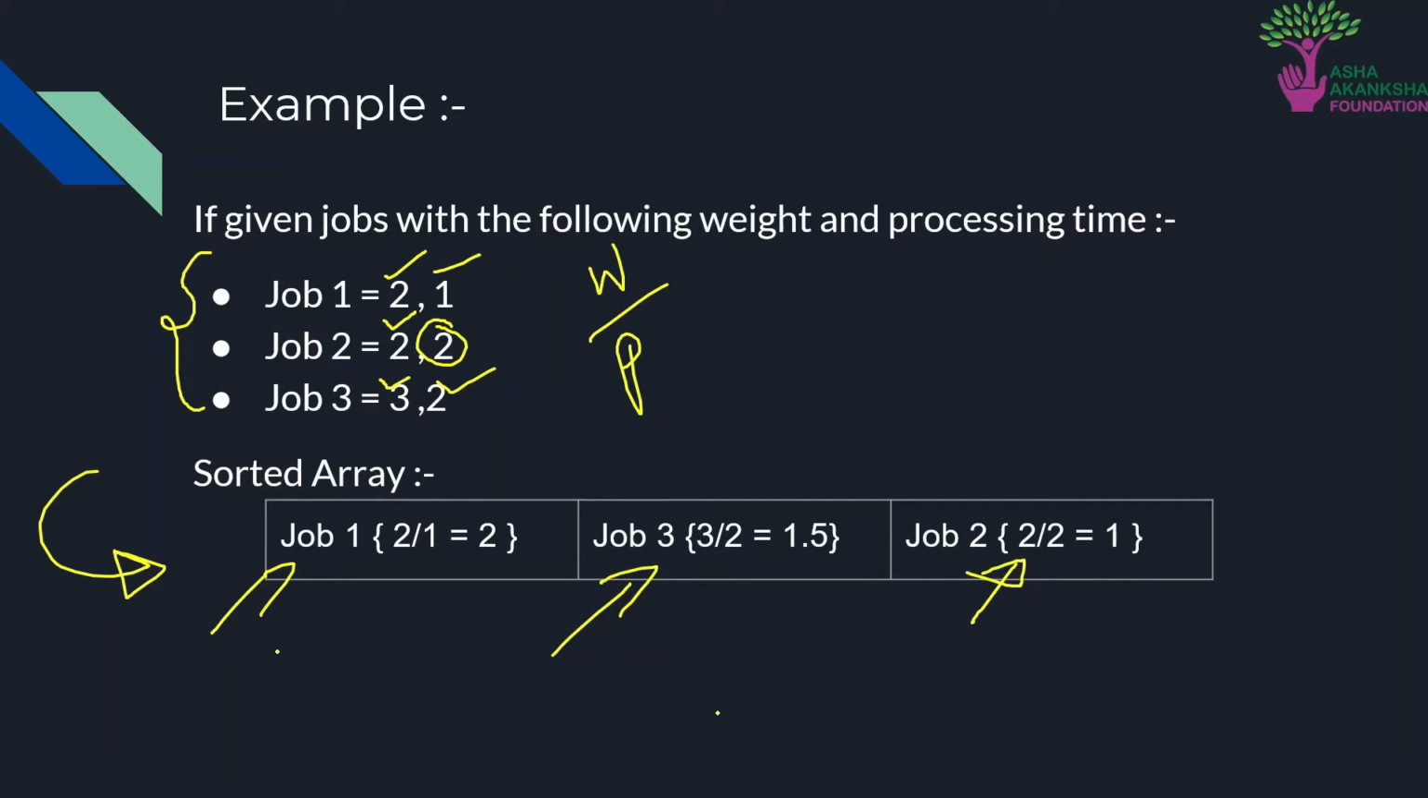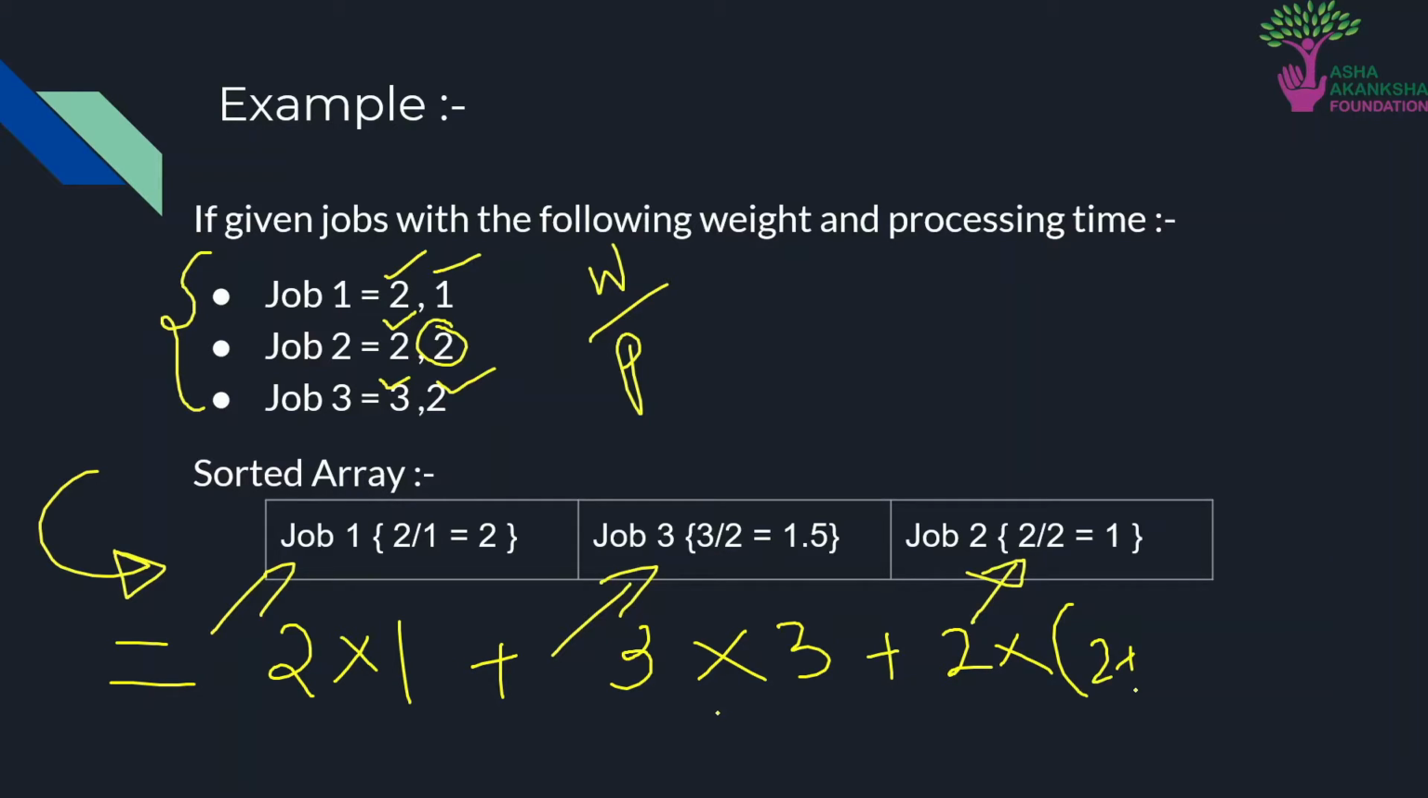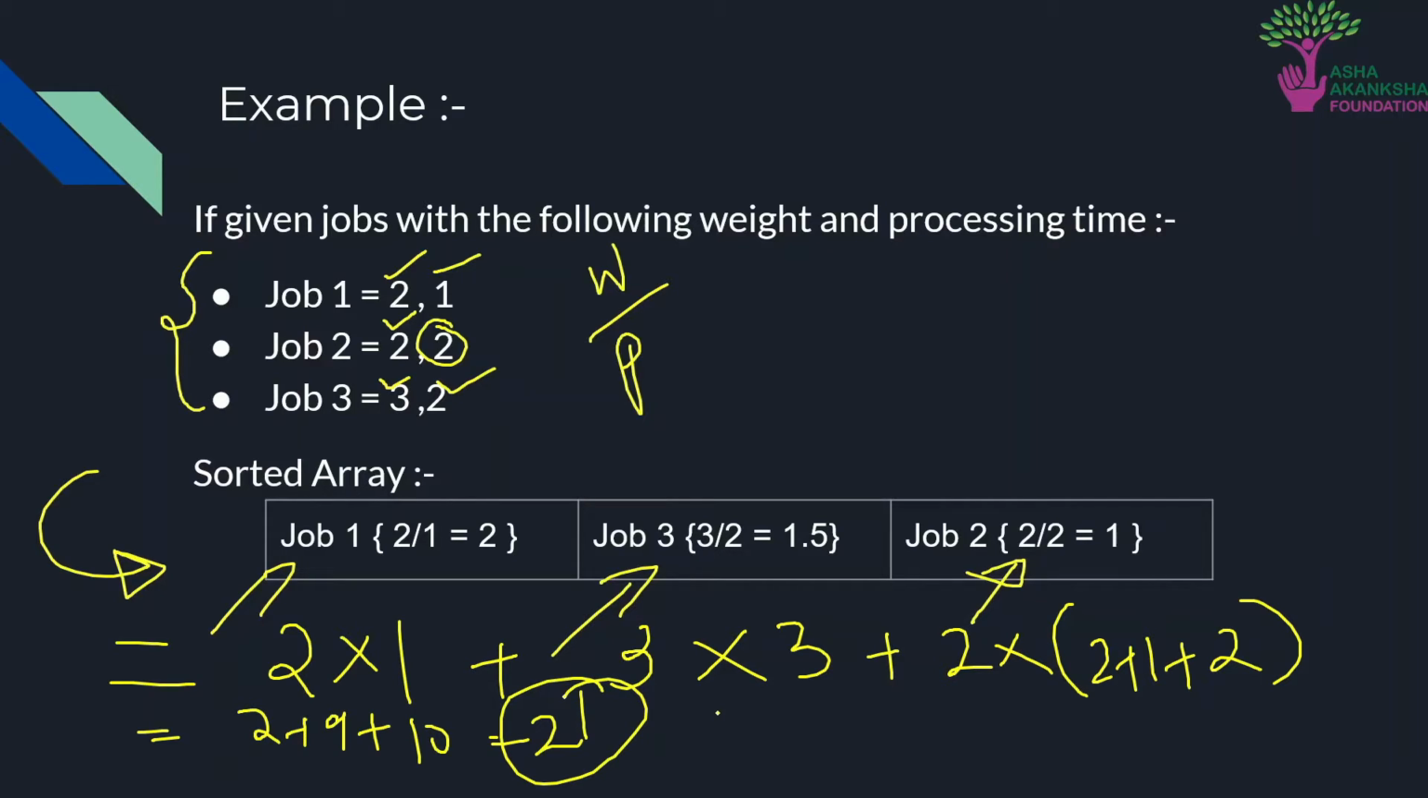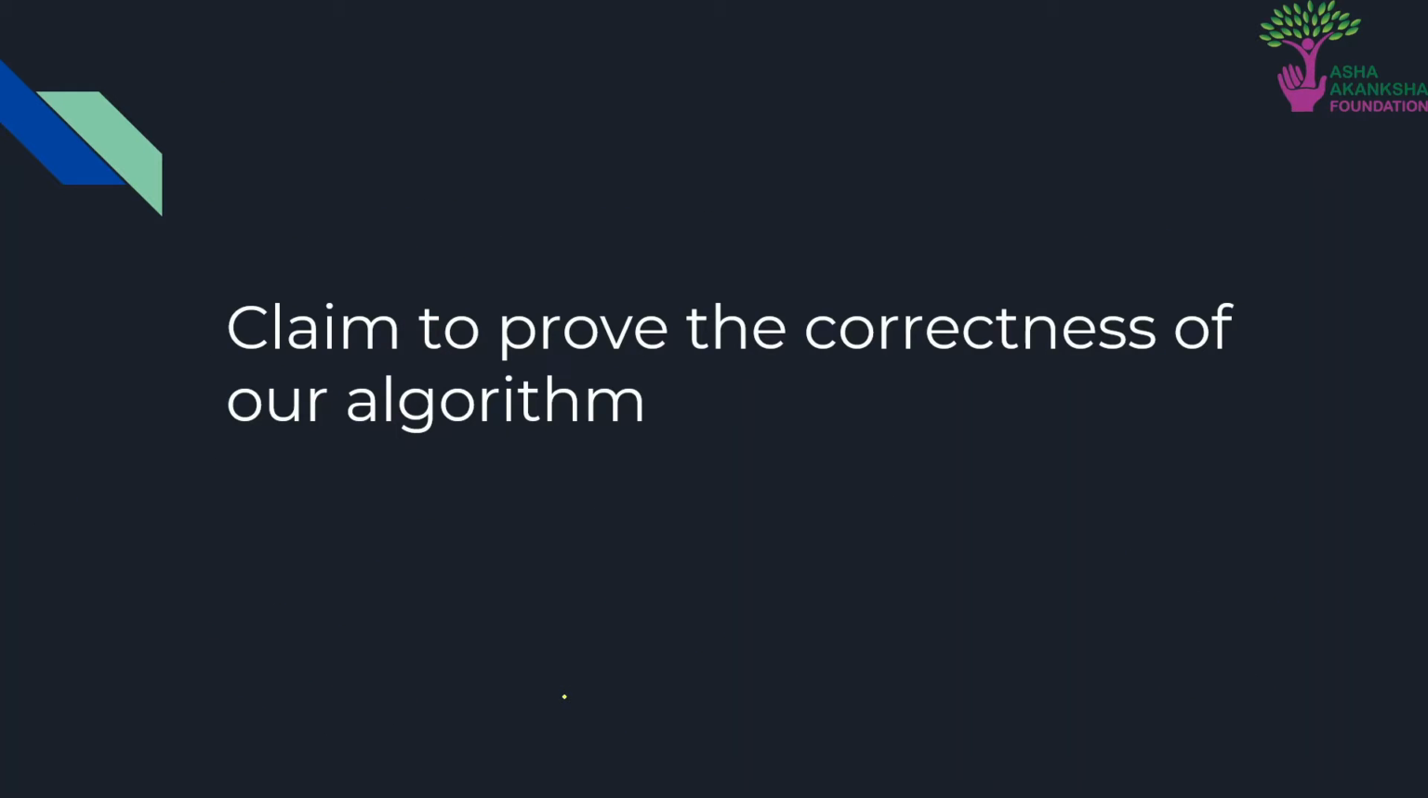Therefore, the sum of the product of weight and completion time for this sorted array will be the weight times the completion time of job 1, plus the weight of job 3 times the completion time of job 3, which will be 2 plus 1, which is 3, and then finally for job 2, the weight of job 2, which is 2, times the completion time, which will be 2 plus 1 plus its processing time 2. Therefore, the sum will be 2 plus 9 plus 10, which is equal to 21. Now you can see that this sum is the minimum among all the sums of weight times completion time. So let us see a claim to prove the correctness of the algorithm.